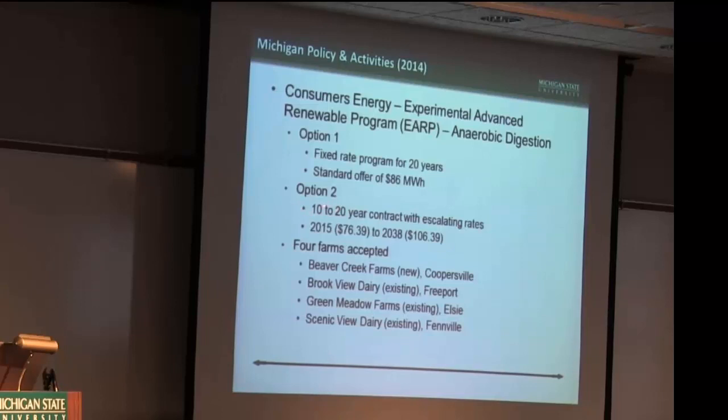They did offer a second option where an owner could do 10 to 20 year contracts with escalation, and those rates started at 76, and then if they went into it for a full 20 plus years, could get to $106 out there in 2038. They had four farms enter into this. They wanted 2.6 megawatts of total electricity.